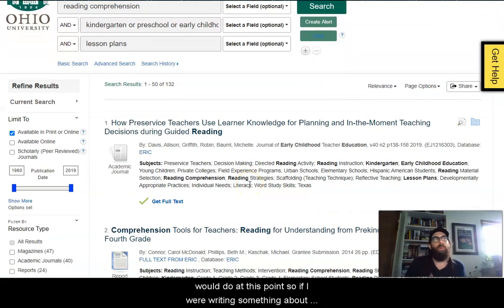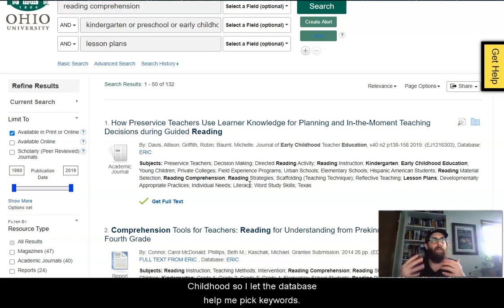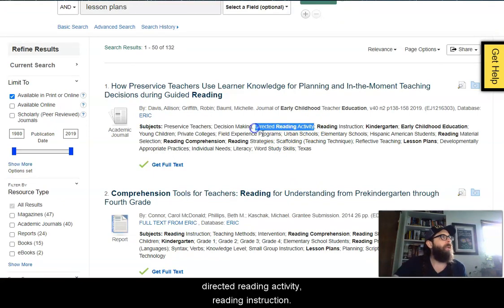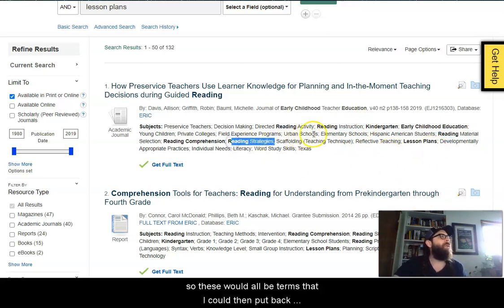What I would do at this point, if I were writing something about this topic, is first do as broad a search as possible. I would allow the database to fill in blanks, so you can see there kindergarten, but then it said, what about preschool? What about early childhood? So I let the database help me pick keywords. Reading comprehension, there are different types of reading, right? So as I scroll down: directed reading activity, reading instruction, reading materials, lesson plans, reading strategies, scaffolding.